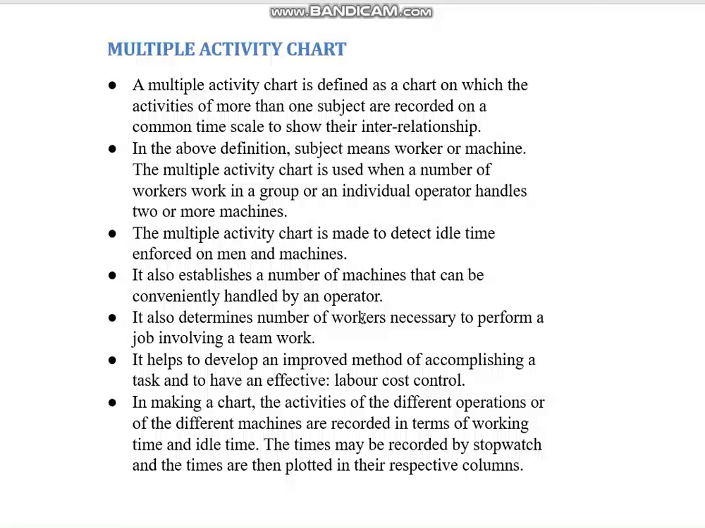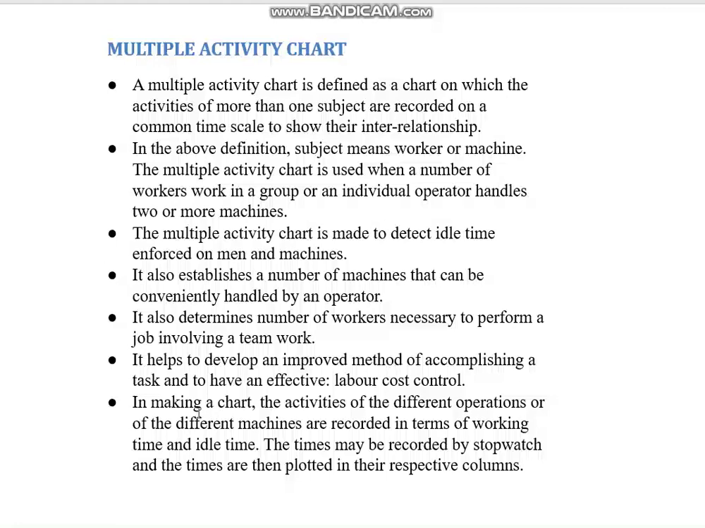It also determines the number of workers necessary to perform a job involving teamwork. Suppose in a team they have to work, then what will be the number of workers required? Whether 2 people are needed, 3 people are needed, or more than that are needed, we will be able to determine with the help of this chart. It helps to develop an improved method of accomplishing a task and to have effective labor cost control. So we will be able to arrive at an improved method, and an improved method most probably is one which consumes less time.